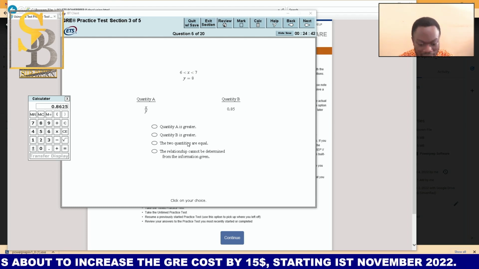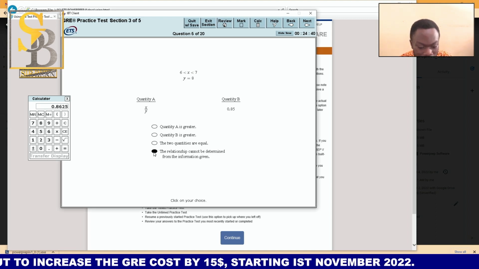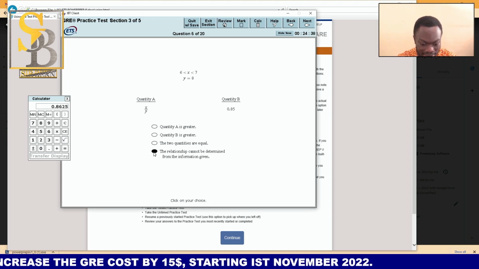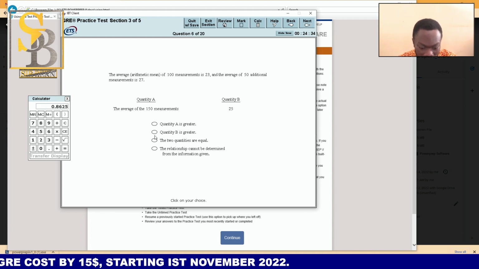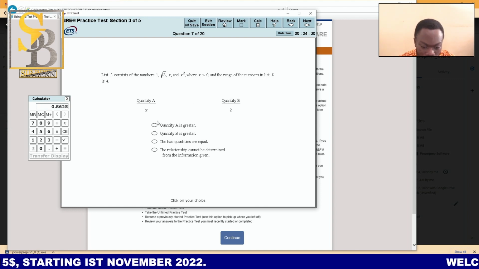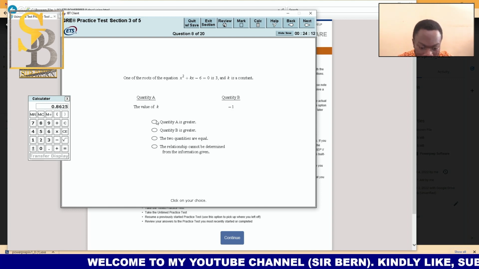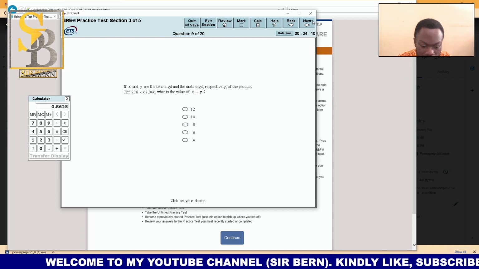So if this happens, that's when the answer "the relationship cannot be determined" comes in. I hope you are getting this one. Then we move on to the next. Then this one, because you have seen how all the answers are. Quantitative comparison: you compare, solve, and choose an answer as such. These two as such, you choose answers as such.